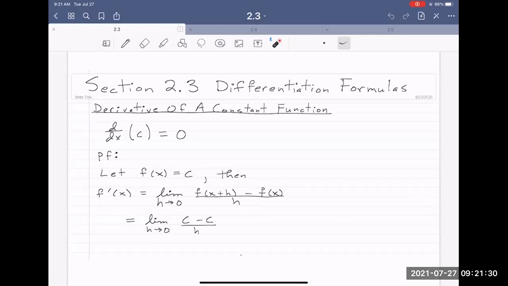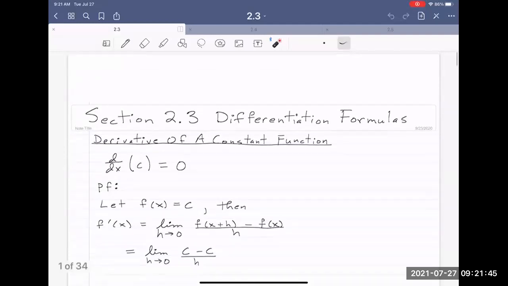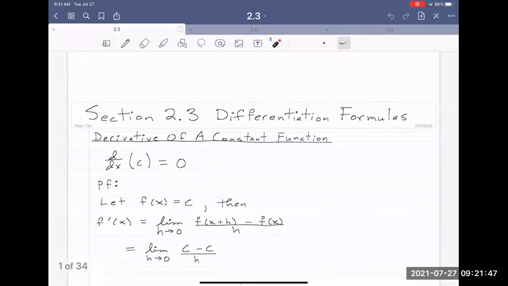And so in this section, that's what we're going to be doing, is proving these laws that will help us to simplify our process of finding derivatives. Okay, so section 2.3, differentiation formulas.